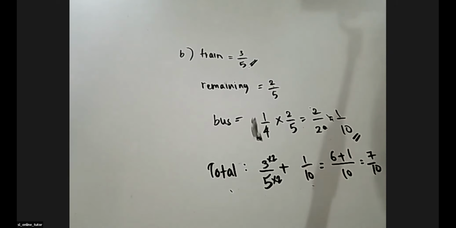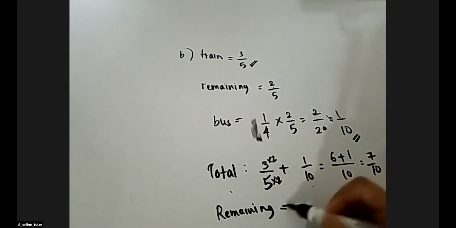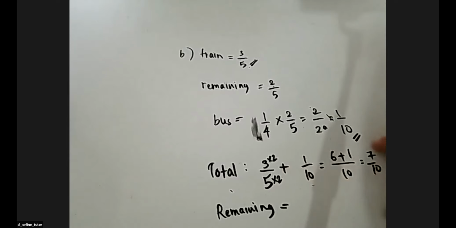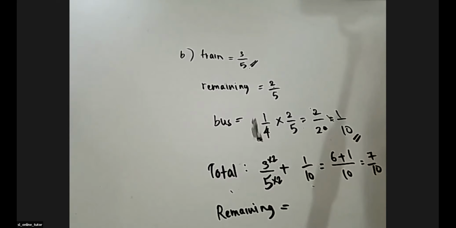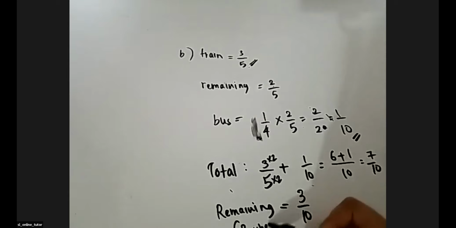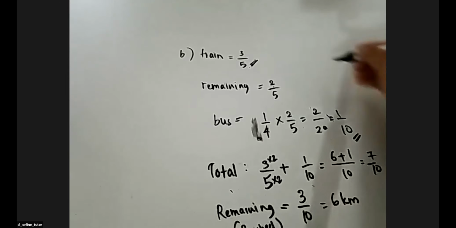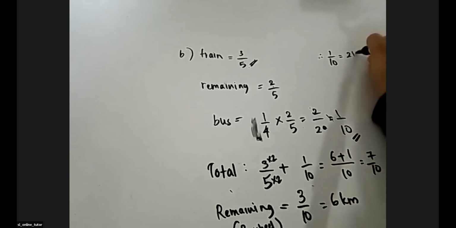Now, what is the remaining distance? The question has not said it exactly. What is the remaining distance if he has totally traveled 7 by 10? 3 over 10. This 3 over 10 is traveled by what vehicle? The three-wheeler. What is this 3 over 10 in kilometers? 6 kilometers. If 3 by 10 is 6 kilometers, what is 1 by 10? 2 kilometers. Very good. Therefore, 1 by 10 is 2 kilometers.